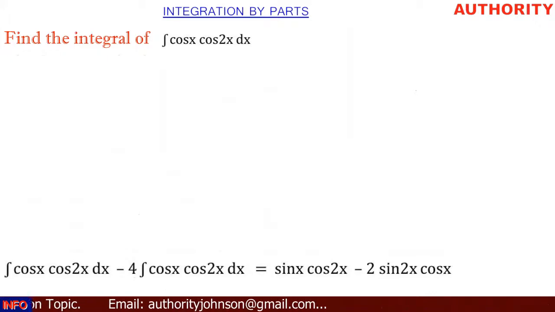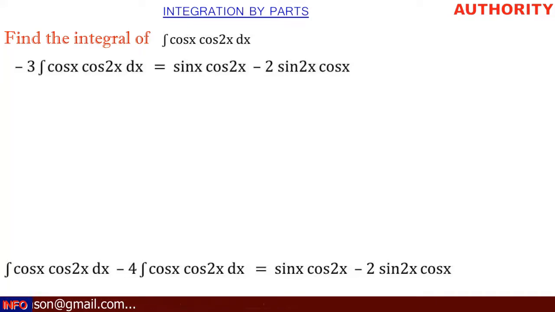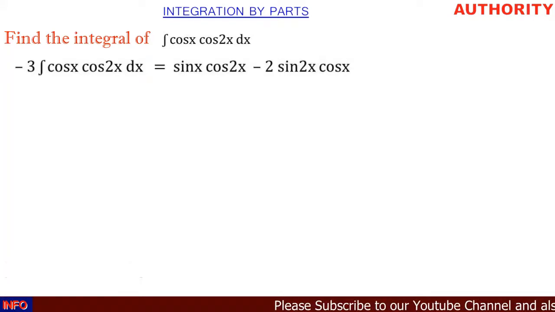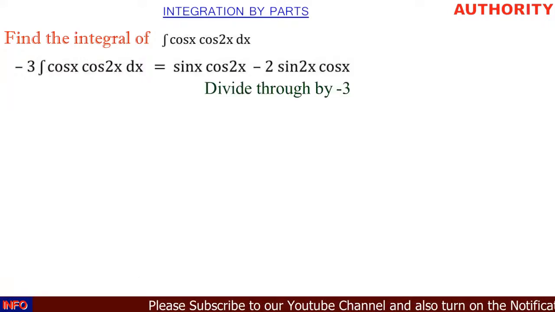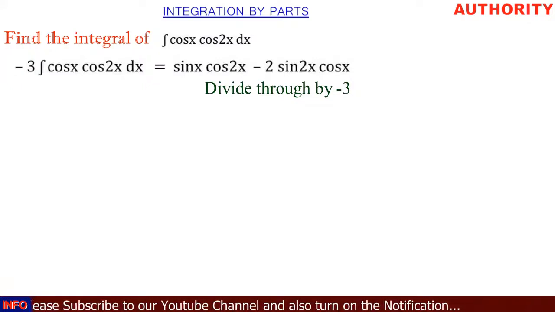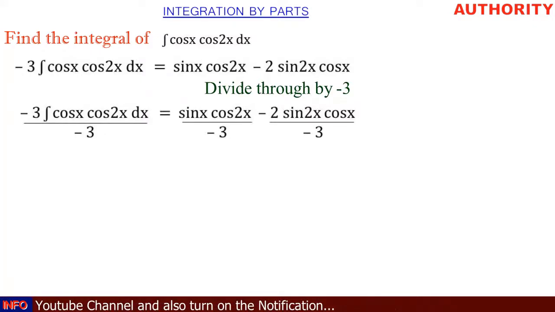It's just like saying 1 minus 4. So when you say 1 minus 4, it's going to give us what? Minus 3. So we're going to have minus 3 of integral of cos x cos 2x dx, all right, equal to sin x cos 2x minus 2 sin 2x cos x. Is that true? Yes. We are interested in finding the integral of cos x cos 2x, not minus 3 cos x cos 2x dx. All right, so we can simply divide through by minus 3 so that this minus 3 can go.